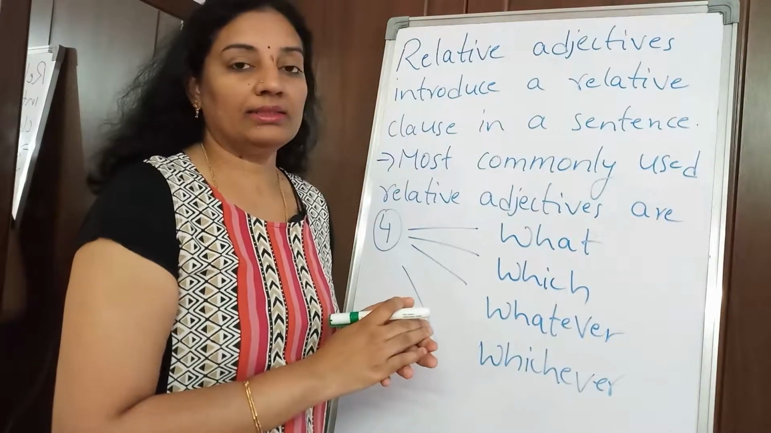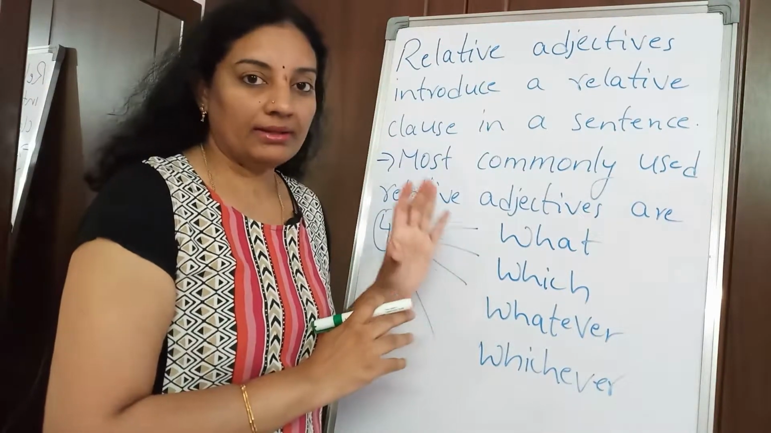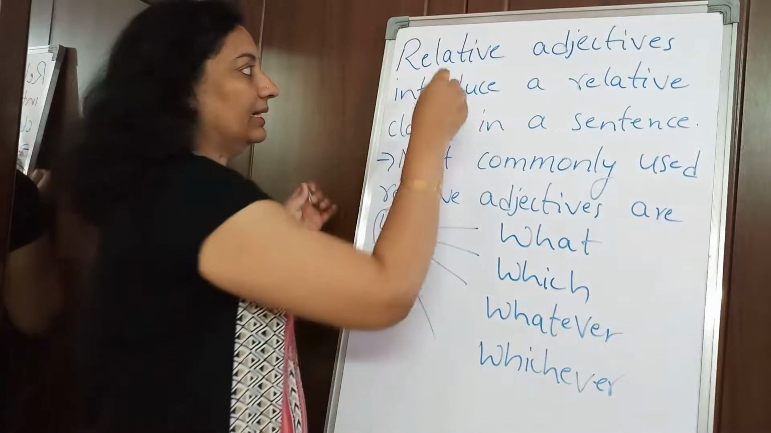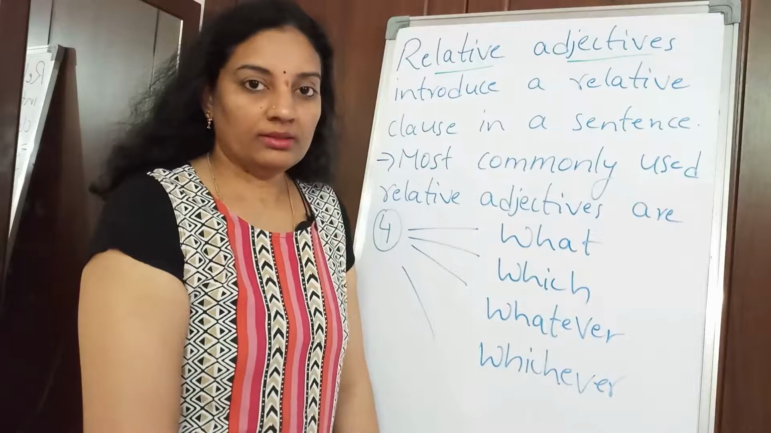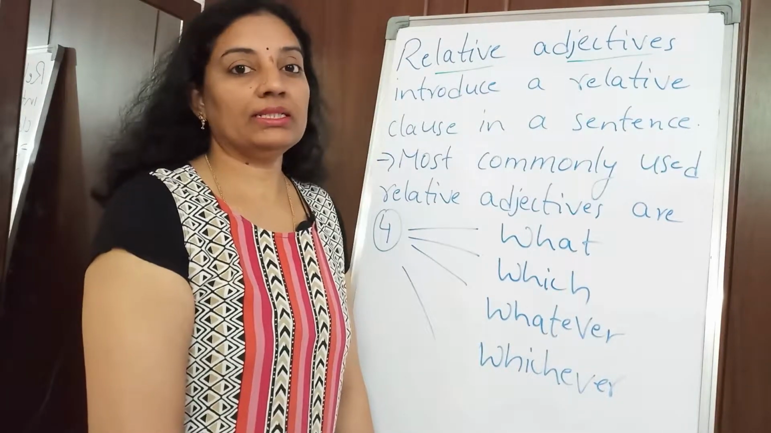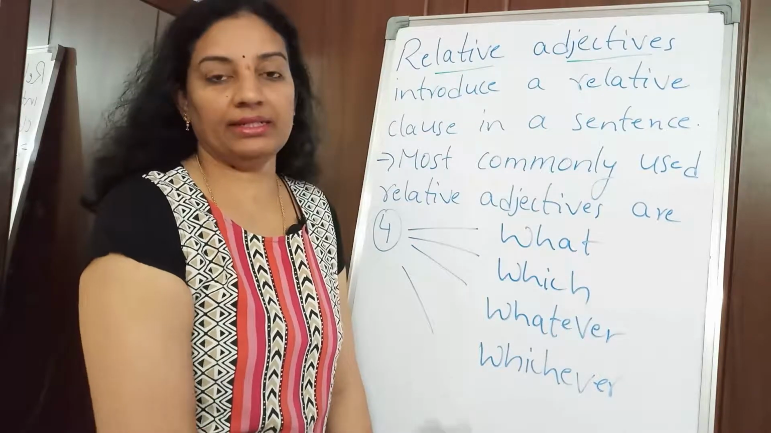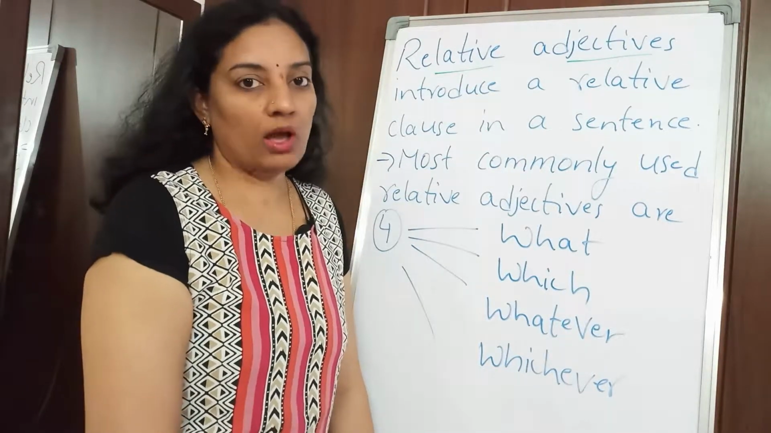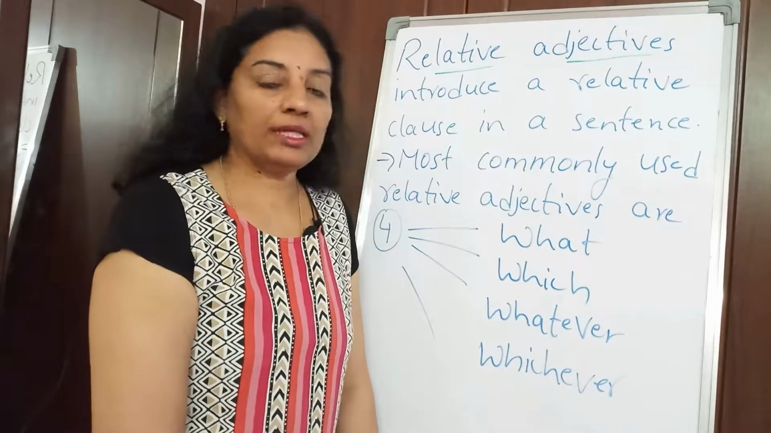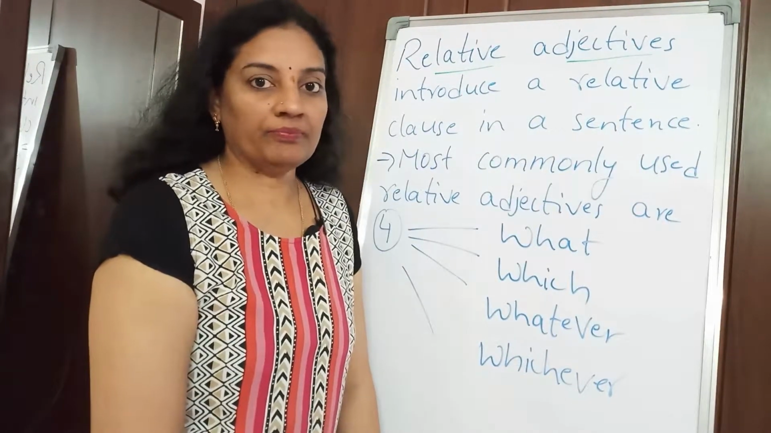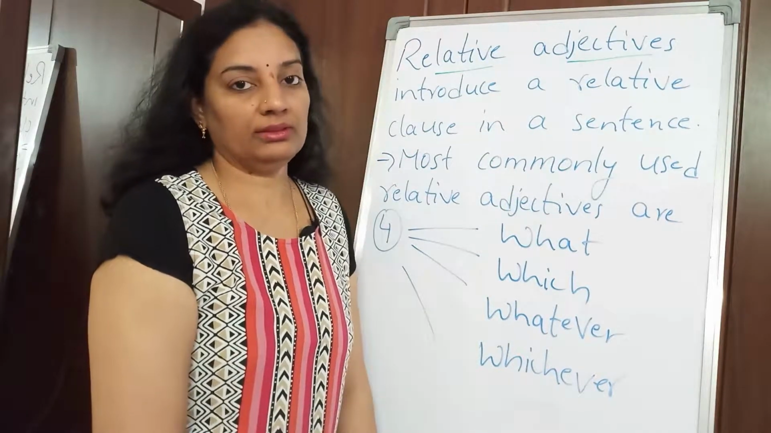All relative clauses are subordinate clauses and they are introduced with the help of relative adjectives in sentences. So blindly remember one thing: whenever you see a relative adjective in a sentence, there is one relative clause. Of course, they do their primary function of modifying the noun as well. They are accompanied by a noun. They are followed by nouns.